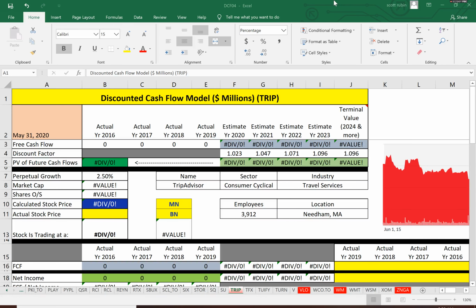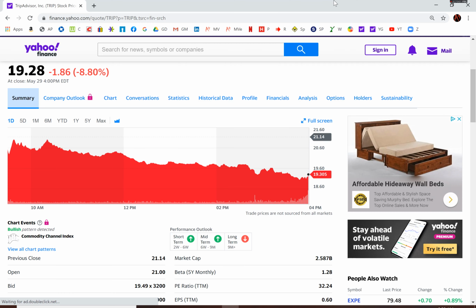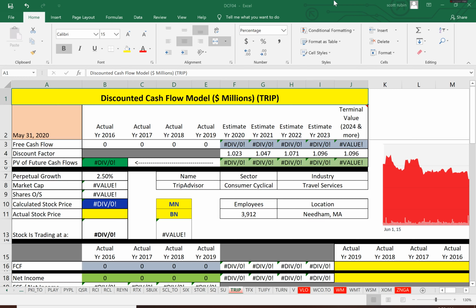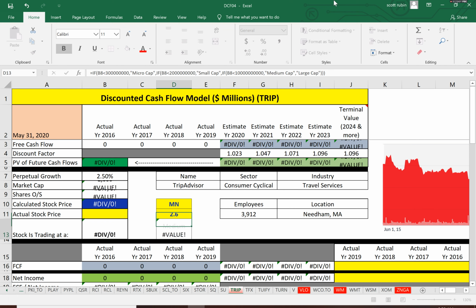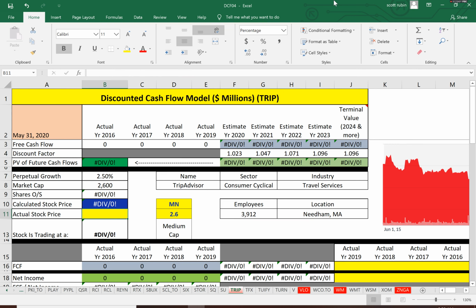We're going to calculate the stock price for TripAdvisor. The first step is we need the market cap, which is 2.6 billion. And then we need the stock price, $19.28. That was a bad year for stock markets. So 2.6 billion market cap divided by $19.28 share price gets you 135 million shares outstanding.